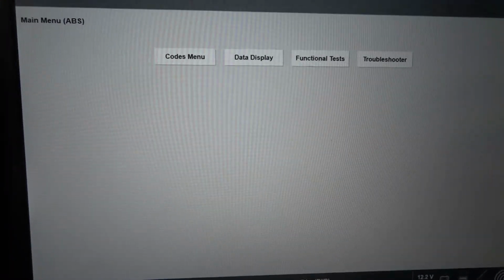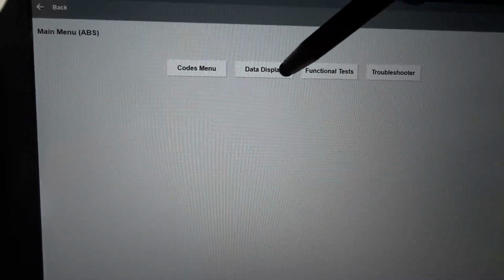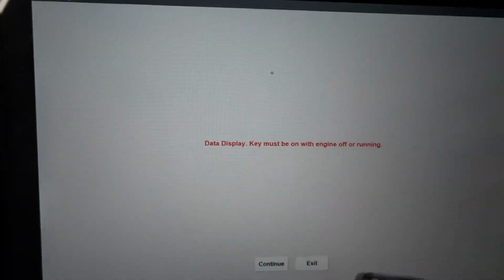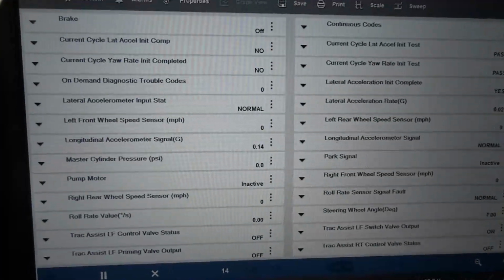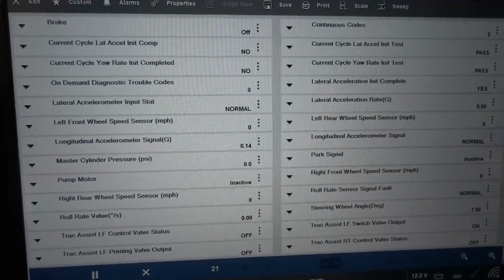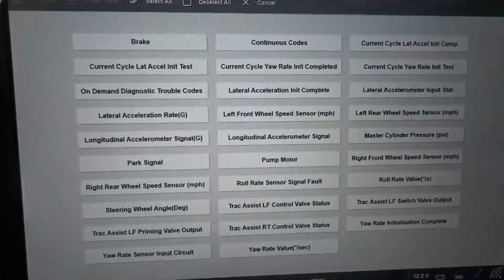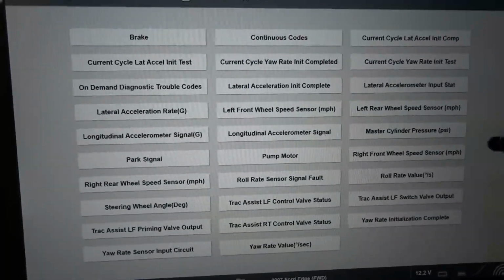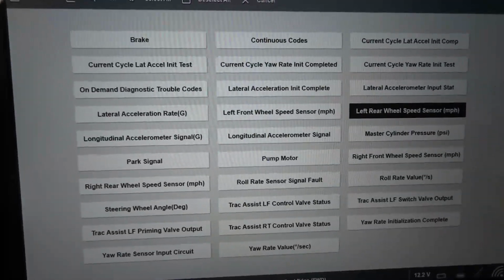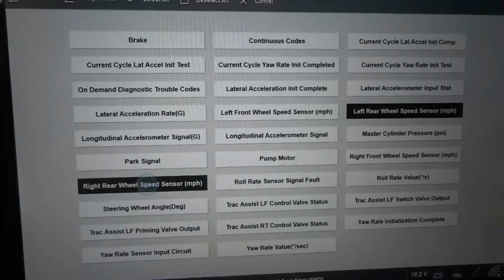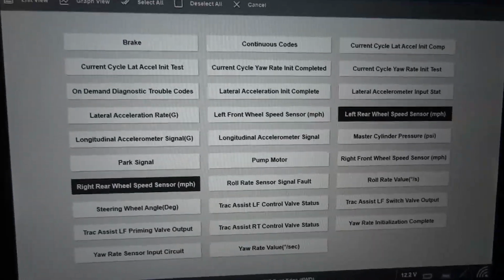So we're going to go to data display. Now I want to look at my rear sensor data pins. Since we have a code for the left rear sensor, we're going to customize this list. I just want to look at the rear speed sensor data pins. So left rear, and what is the right rear? So right here, right rear. So I just want to look at these two data pins. So we're going to graph both of them.